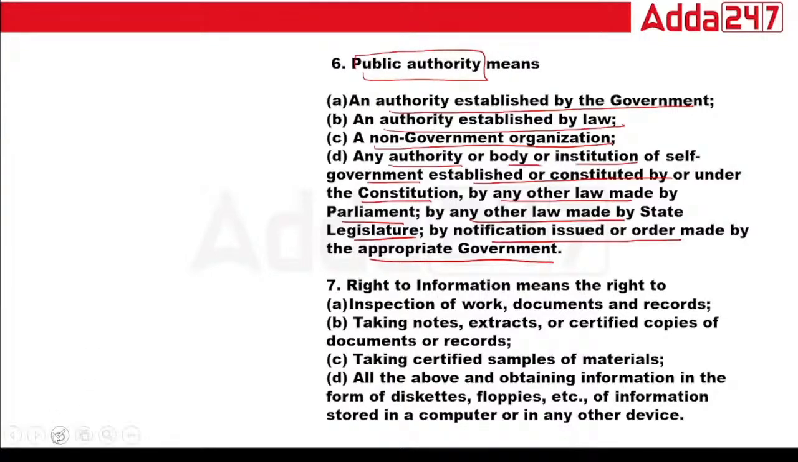So guys, the public authority 6-1, the right answer is D. Now, right to information means right to inspection of work, documents, record, taking notes, extract certified copies of document and record, taking certified sample and material, all of the above, obtaining information in the form of disk, floppy, these are items.